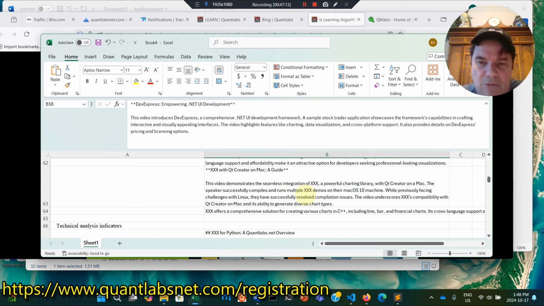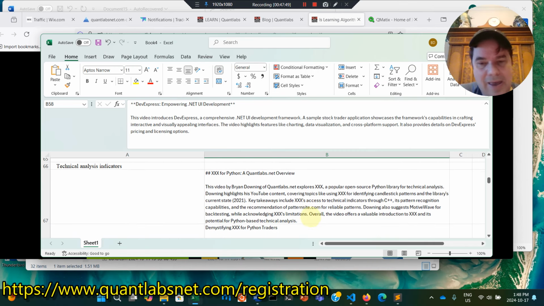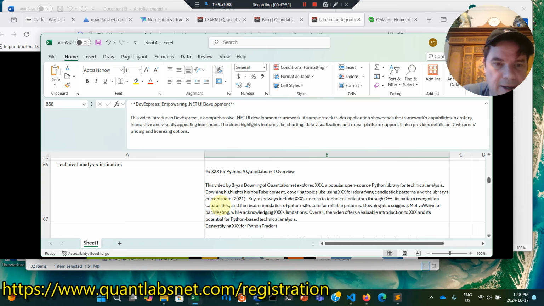So we successfully ran the demos on a Mac OS 10 machine. There were previous challenges with Linux, because Mac is kind of built off of Linux and Unix, and we successfully resolved the compilation issues. So this underscores the ability to use Qt Creator on Mac and generate these charts. Now, everything may change because it's an old video, but I still would be very leery using Mac. That's just my opinion. Anyways, now we get into technical analysis.